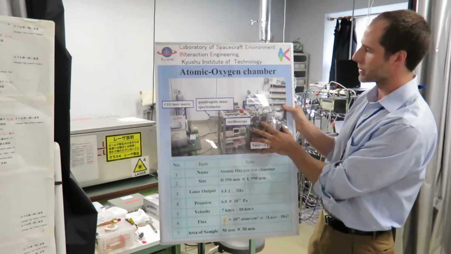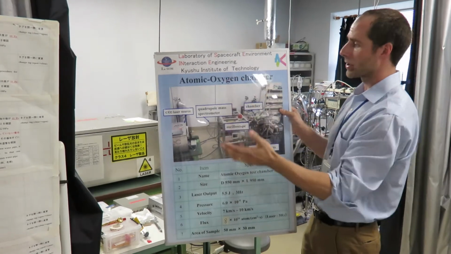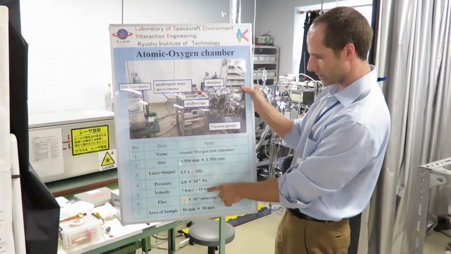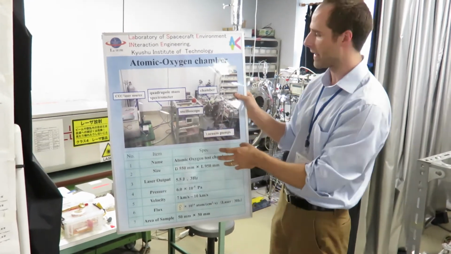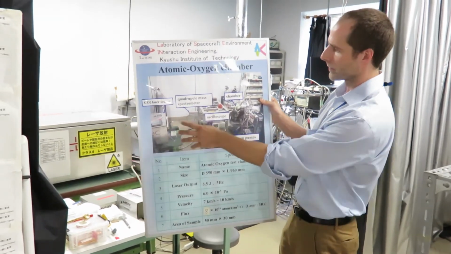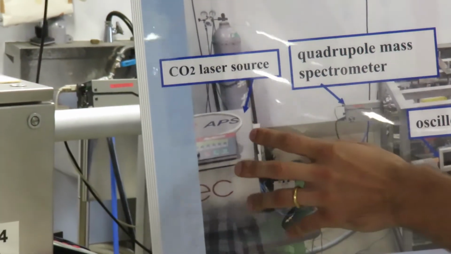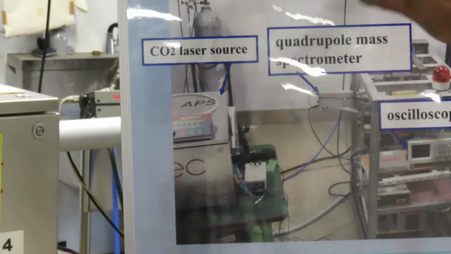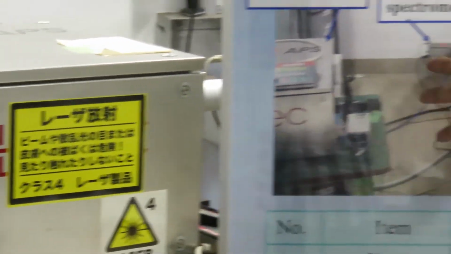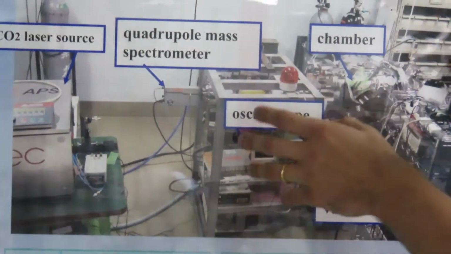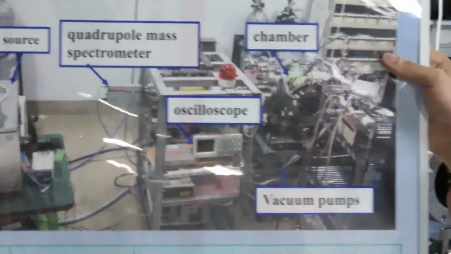So what we want to do here is generate atomic oxygen at a certain velocity, a certain energy. We see that here, that represents the low Earth orbit environment. And to do so, we use a laser. Here we have a CO2 laser source. That's what we use to generate this plasma, this atomic oxygen. We use a mass spectrometer to make sure that we actually have what we want. And then we have a number of diagnostic equipment.